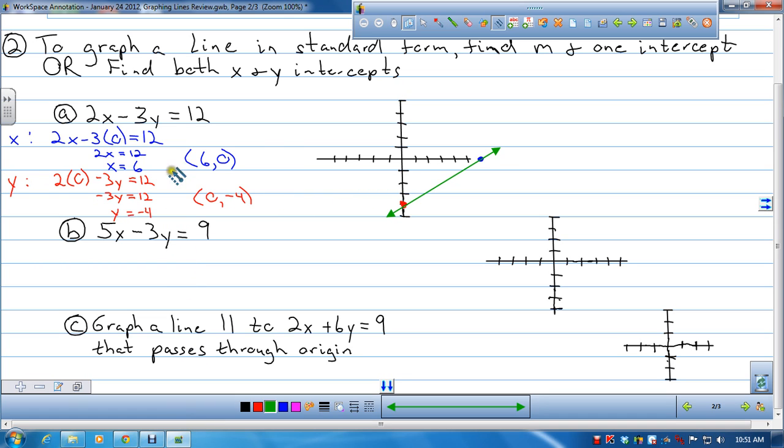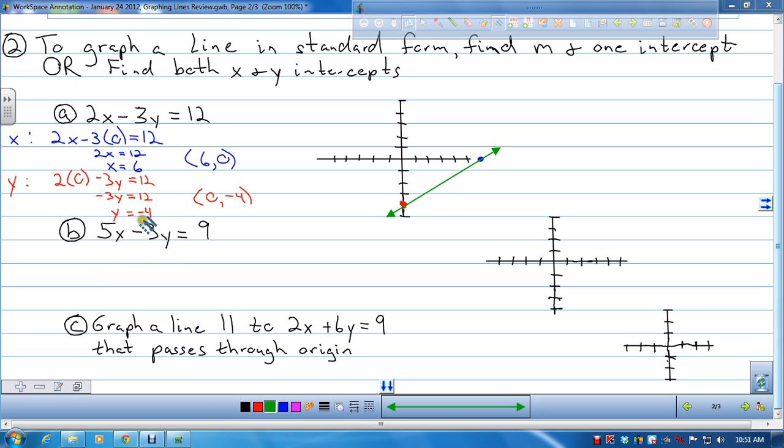I highly recommend that if this value is divisible by both those, because quite honestly, you can probably do that in your head. Y's go away, my x-intercept is 6. X's go away, my y-intercept is negative 4. Boom, boom, done. Okay. Now the second one.